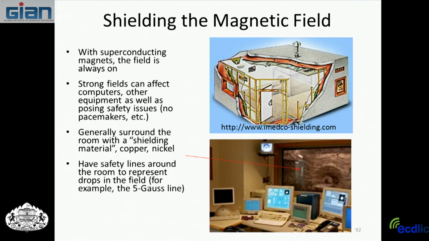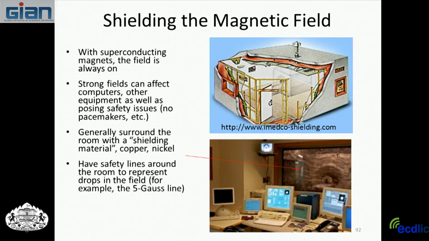Okay, so one thing that we need to do is we need to shield the magnetic field. The magnetic field is very large, and again, with the superconducting magnets, the field is always on. It's so strong that it can affect things that are nearby, like computers, other equipment, making safety issues. No pacemakers are allowed. So what is done is the room that the magnet is in is called shielding, and it's generally surrounded with copper or nickel.